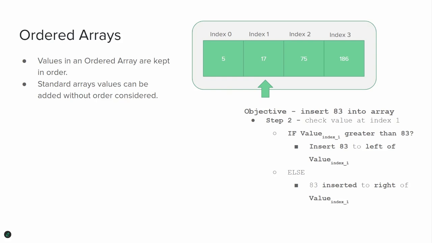17 is less than 83, so it's not going to be on the left, it's going to be on the right. So we have to move to the right. Then we get to 75. 75 is less than 83, so it has to be on the right and not the left.